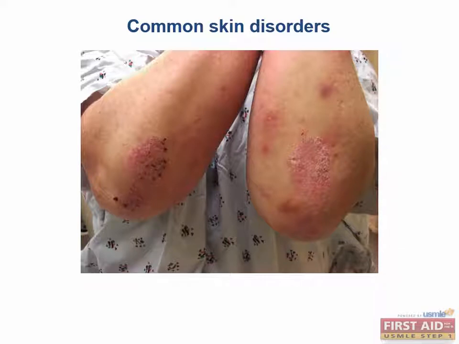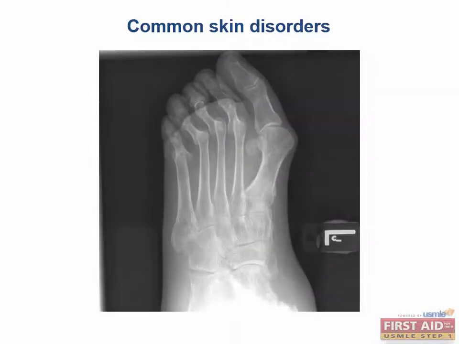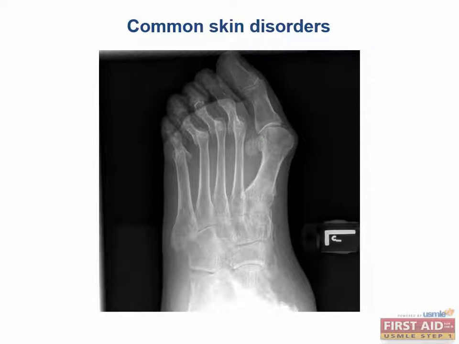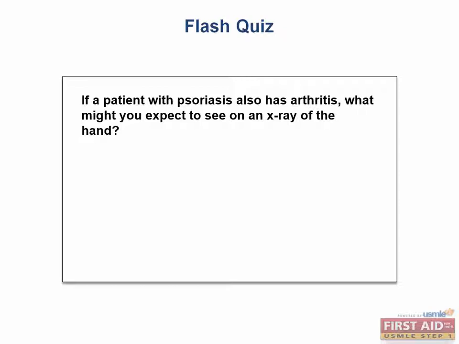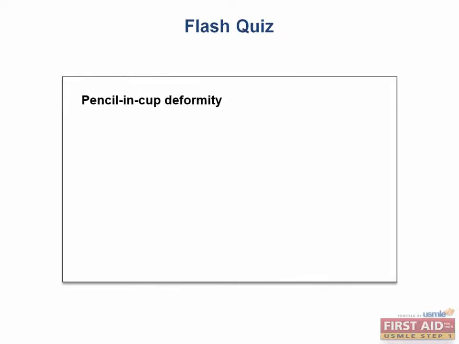The second clue that you might get is that psoriasis is a systemic disease and doesn't only affect the skin. So what else should you look for in your patients with psoriasis? Psoriatic arthritis. You may also see nail pitting, but there can be a whole variety of disease manifestations. Let's do a quick flash quiz. If a patient with psoriasis also has arthritis, what would you expect to see on a hand x-ray? Pencil and cup deformity. Very good.